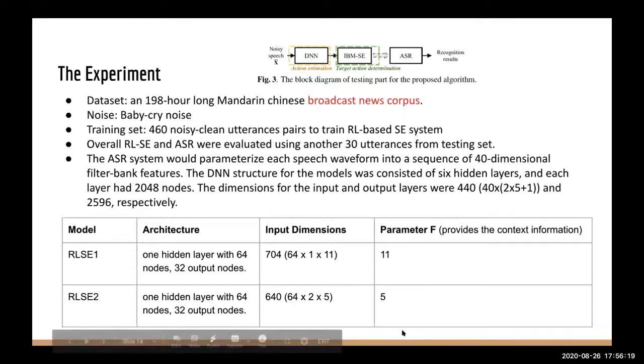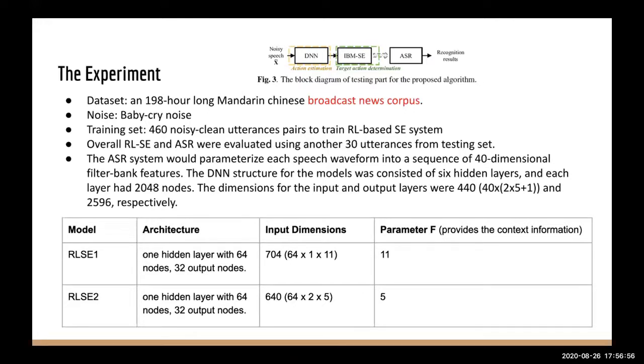So our data set would be a 198-hour-long Mandarin Chinese broadcast news corpus. Noise would be the baby cry noise. The author actually injected the noise into the clean speech. So the baby cry noise waveform was divided into two parts. The first part was artificially added to the 460 training utterances with signal to noise ratio level at 5 dB. The second part was artificially added to the 30 testing utterances.